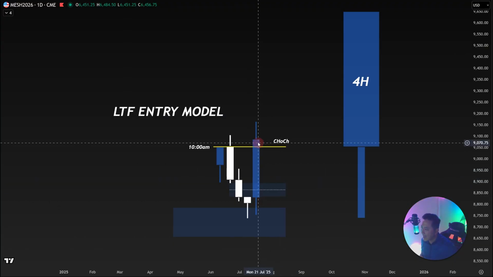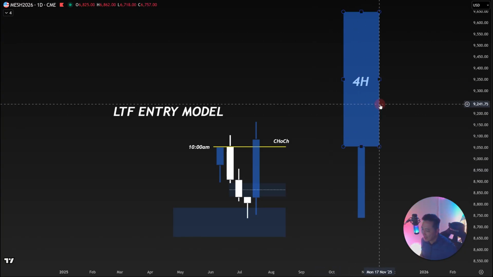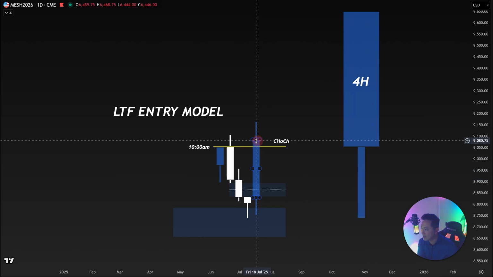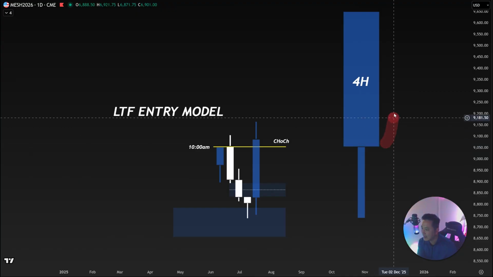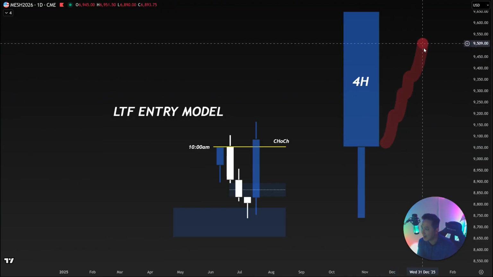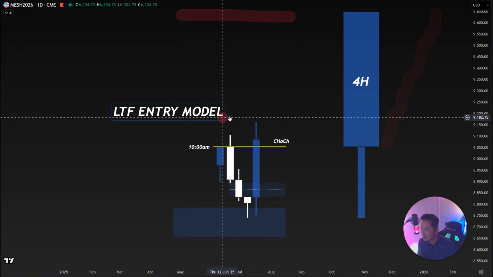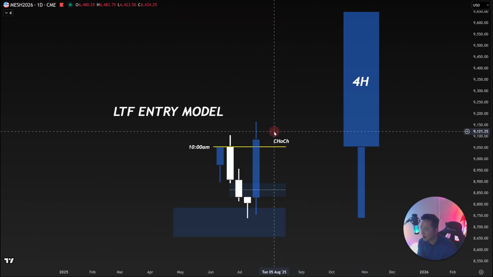So when that happens and we get that change of character and the close back above that 10 a.m. open, we can assume that the wick of this 4-hour candle has now been formed. And now when we take our entry, this is essentially where we're going to take our entry. Now we're looking to capitalize on this entire expansion move higher to the other opposing end of the range, which is that candle range high. So this is our lower time frame entry model. That's the gist of it.